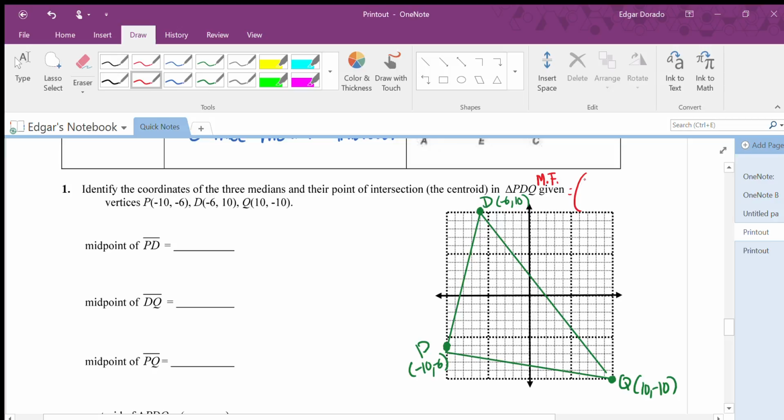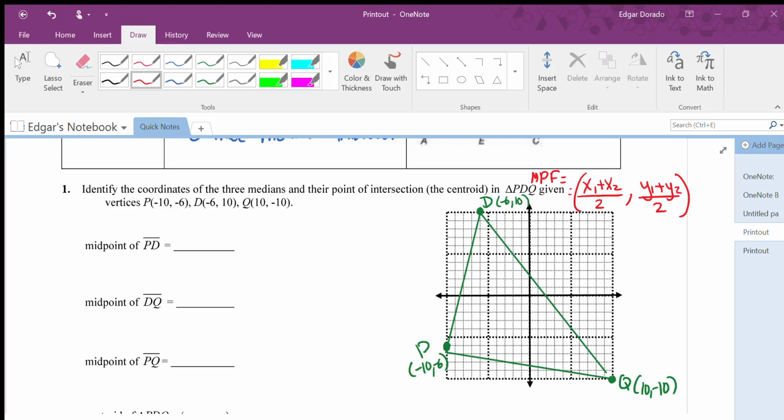So this is going to be (x1 plus x2)/2, comma, (y1 plus y2)/2. So this is my midpoint formula. I'll actually call it MPF: (x1 plus x2)/2 and then (y1 plus y2)/2. That'll give me a whole new ordered pair. So let's go ahead and find it.